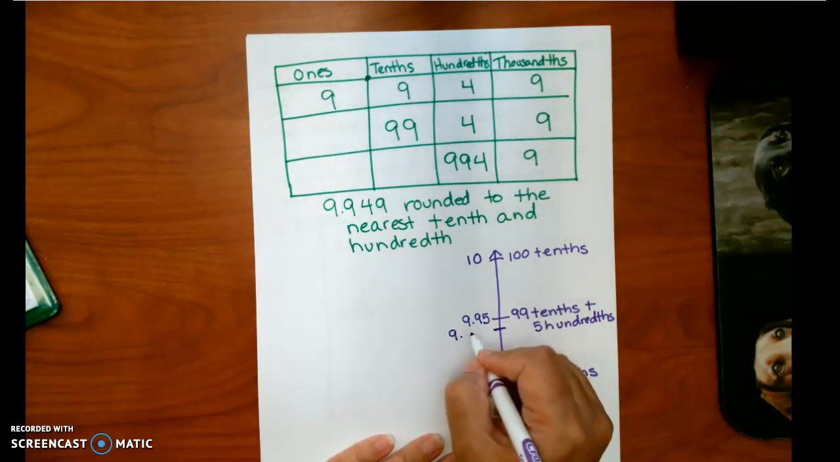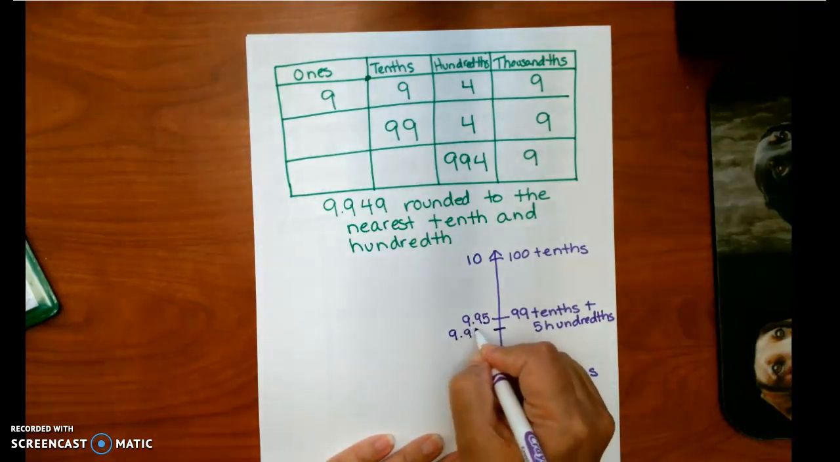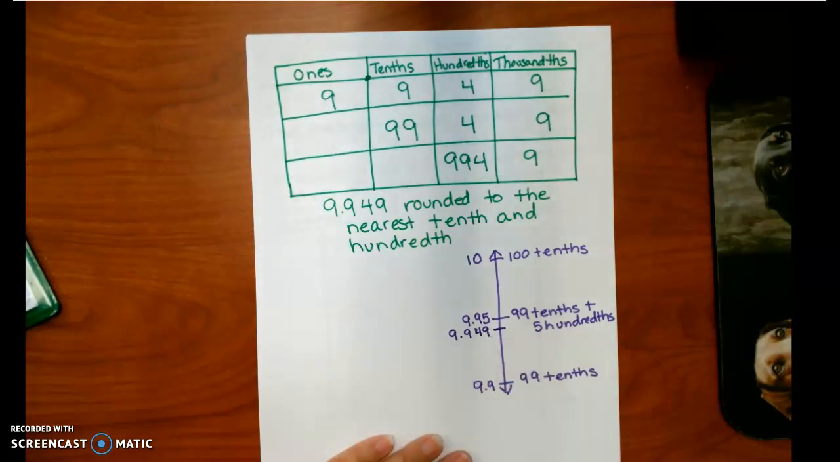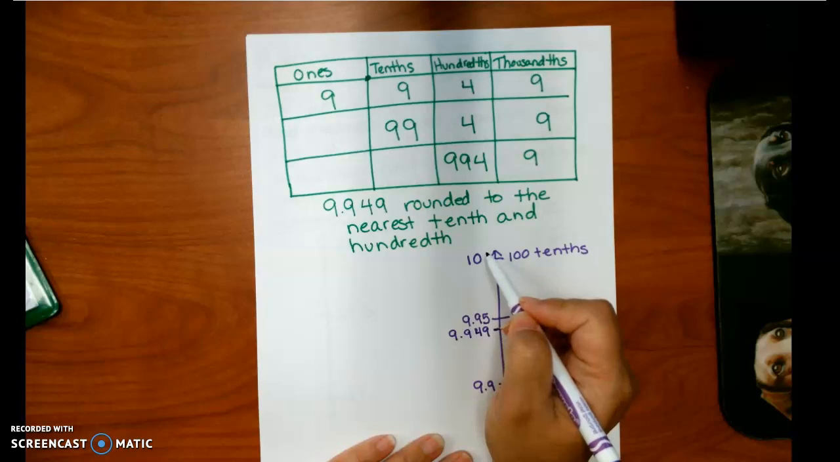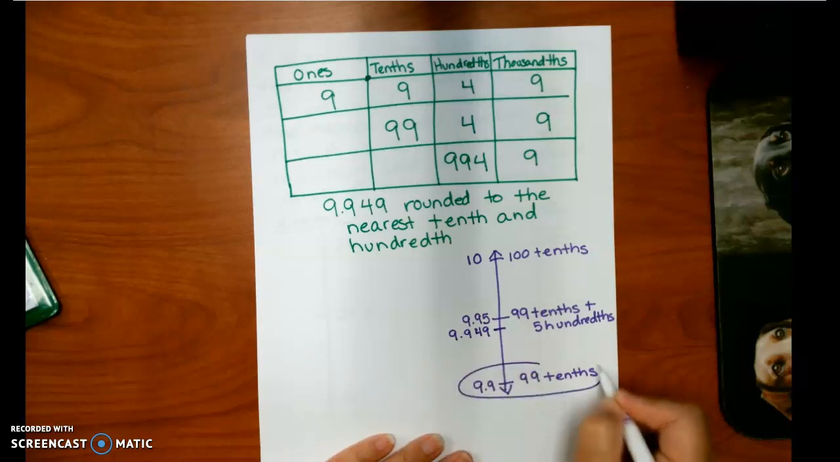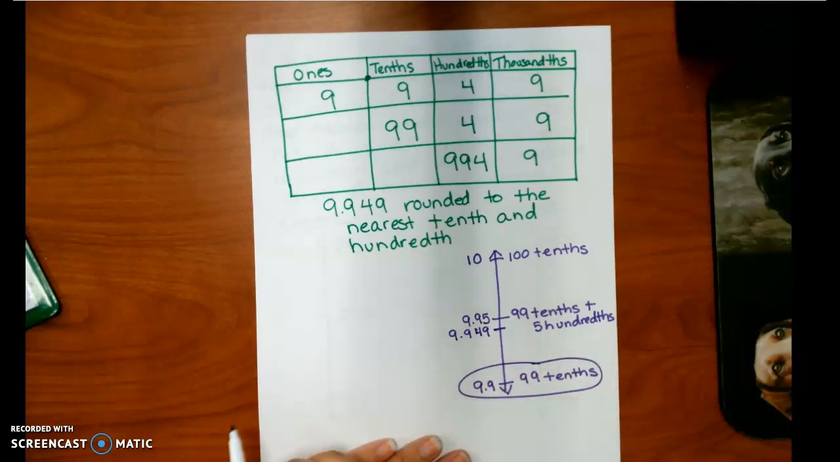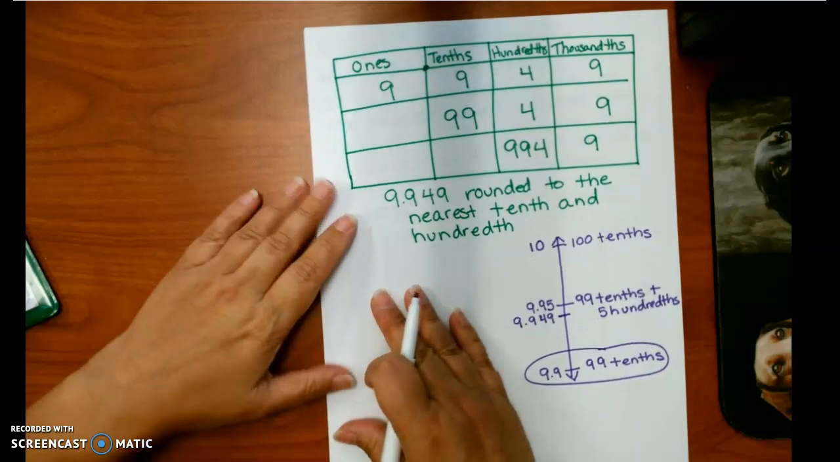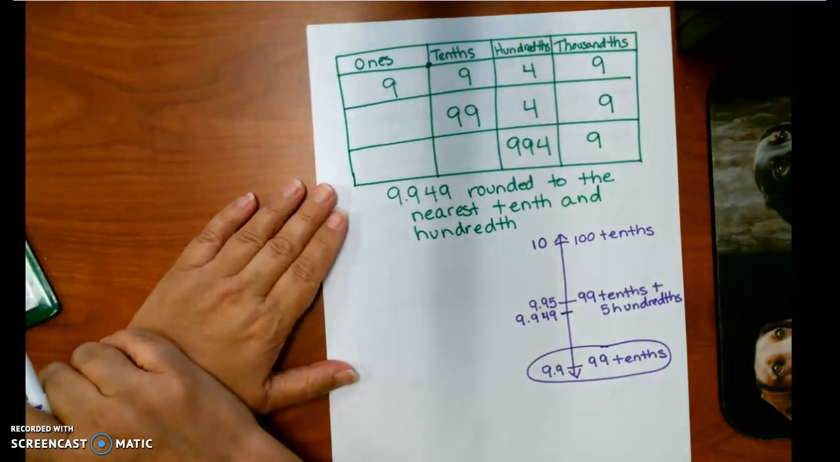9 and 949 thousandths rounded to the nearest tenth. Is it closer to 9 and 9 tenths or 10 tenths? It's closer to 9 and 9 tenths. Okay, now let's try rounding it to the nearest hundredth.